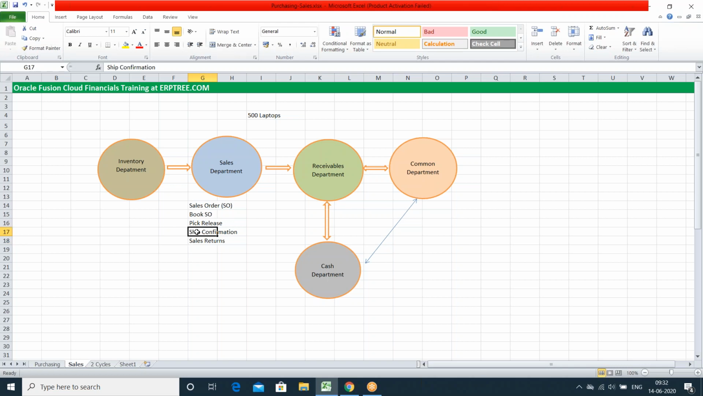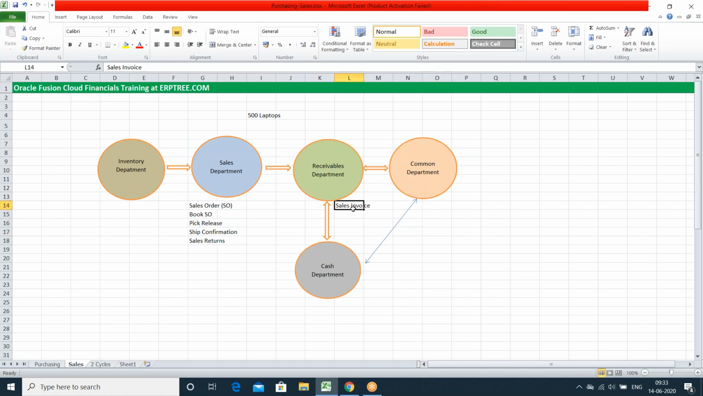Once ship confirmation is done, the sales department will pass the information to the receivables department saying that for so and so customer, so and so quantity we shipped, and the customer has to pay within 10 days or 1 week. That means the sales department will pass ship confirmation details to the receivables department. Based on the ship confirmation details, to which customer what quantity is shipped, the receivables department will create a sales invoice in their books.